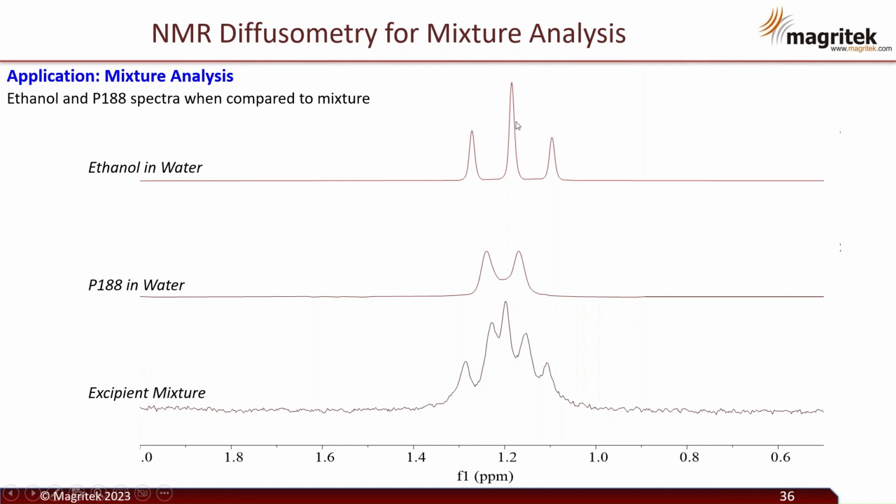And what we see is a nice correspondence of the triplet of ethanol with the doublet of the poloxamer, and you can clearly see that they are quite overlapped within this study. So how are we going to use diffusion to actually deconvolute these signals and to determine how much ethanol is actually present within this mixture?